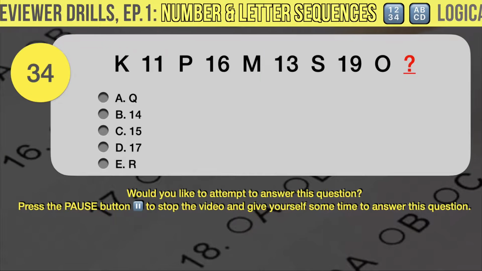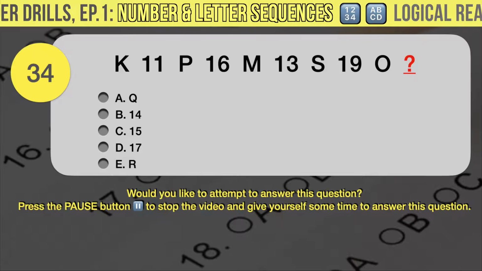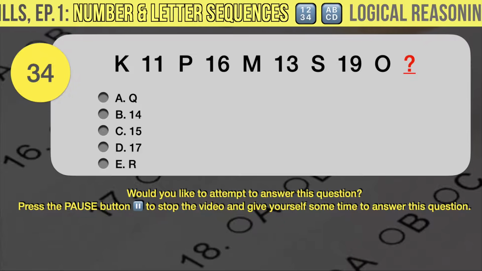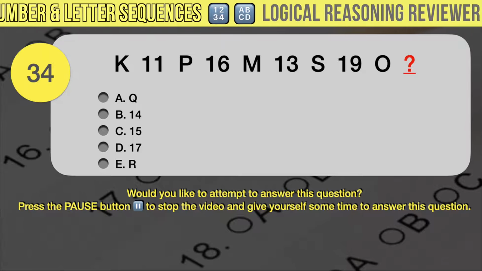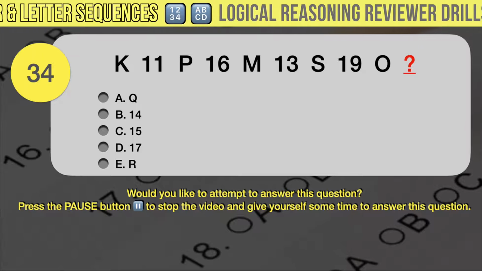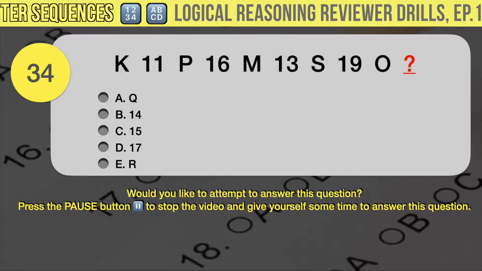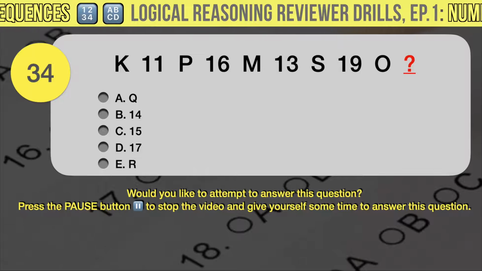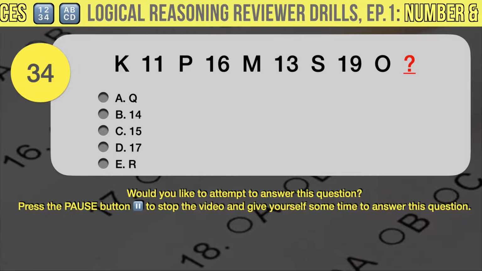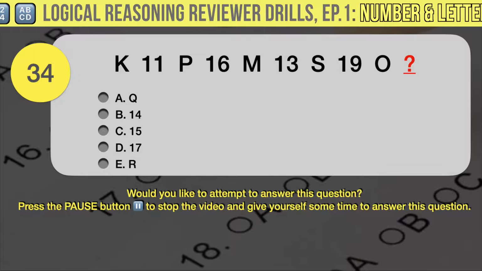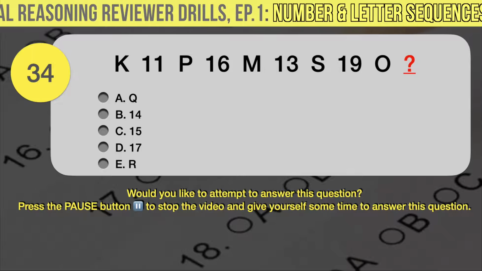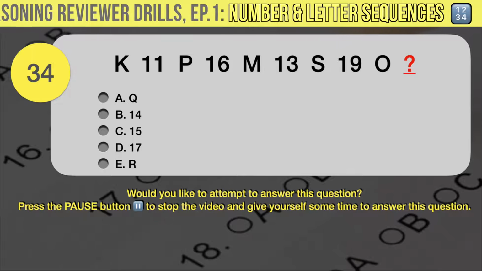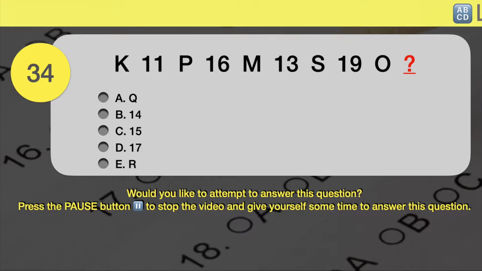Drill question number 34. Which number or letter comes next in the following sequence? K, 11, P, 16, M, 13, S, 19, O. Your answer choices are A, letter Q. B, number 14. C, number 15. D, number 17. E, letter R. The correct answer is C.